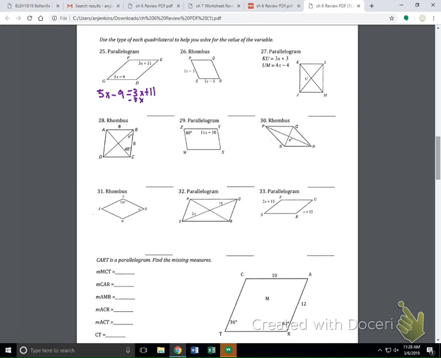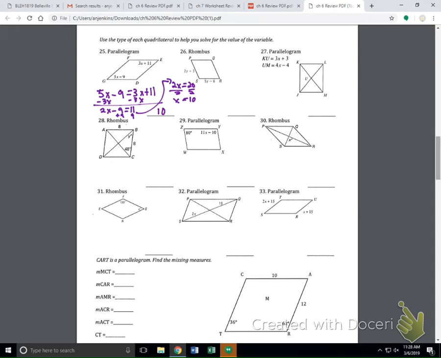So group my things together. I end up with 2x minus 9 equals 11. Add 9. I'm going to go up here so we have space. I end up with 2x equals 20. Divide by 2. X equals 10. Did you guys get 10 as well?